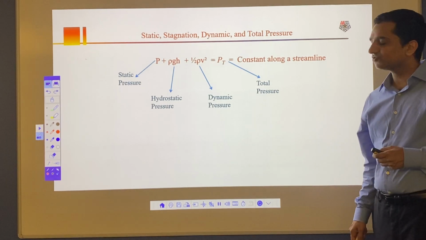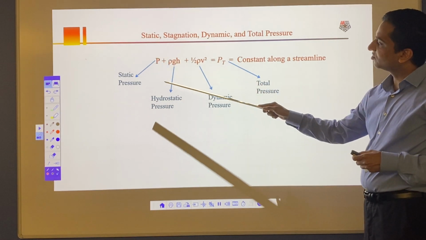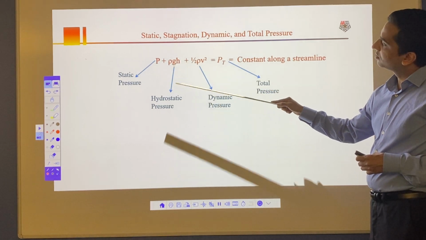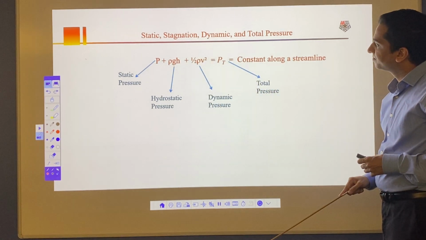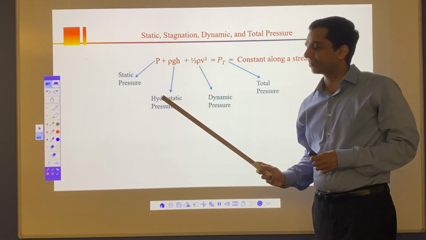We know there are three parts to Bernoulli's equation. We have the raw energy or raw pressure of the fluid, then we have potential energy per unit volume, and then we have kinetic energy per unit volume. So if you look at this equation, it has a unit of pressure.